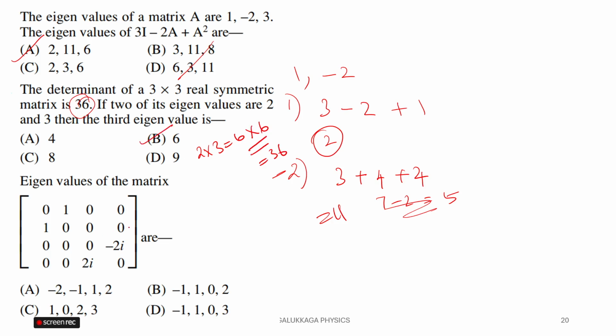Okay, the eigenvalues of, here we have a 4 cross 4 matrix. They asked for the eigenvalues of the matrix. If you take the trace, the trace of the matrix is nothing but 0. The trace is the sum of diagonal elements, which is equal to the sum of eigenvalues. So if you sum the eigenvalues, that should be equal to 0. None of the options will become 0 except A. If you add minus 2, minus 1, plus 1 and plus 2, this will become 0.